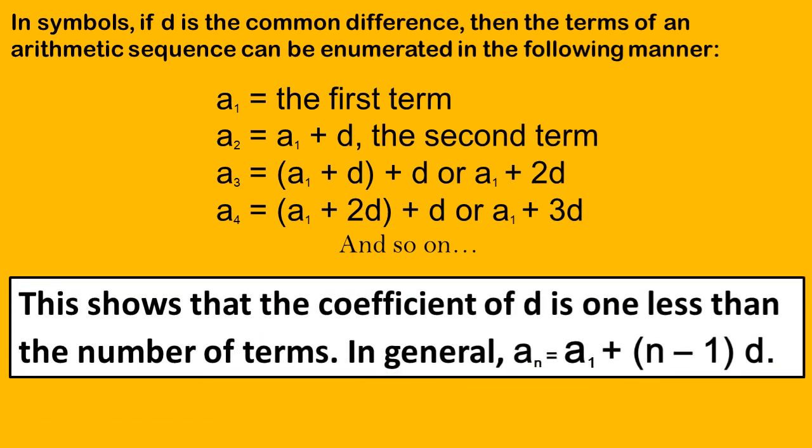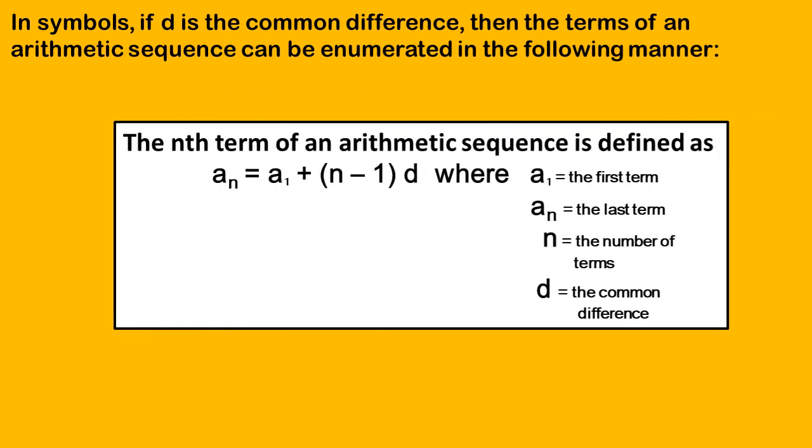This shows that the coefficient of d is 1 less than the number of its terms. In general, a sub n is equal to a sub 1 plus quantity n minus 1 times d. The nth term of an arithmetic sequence is defined as a sub n is equal to a sub 1 plus quantity n minus 1 times d, where a sub 1 is the first term, a sub n is the last term, n is the number of terms, and d is the common difference.